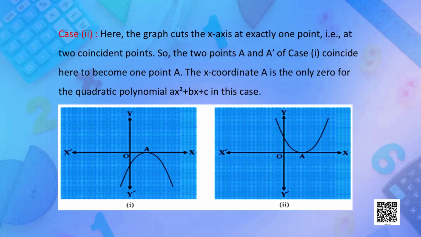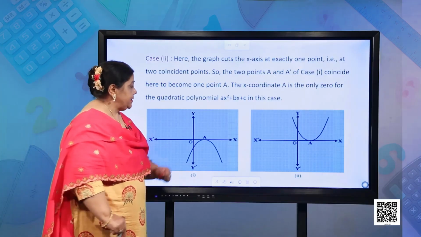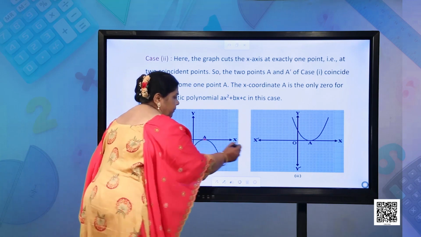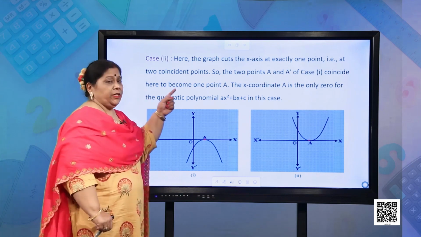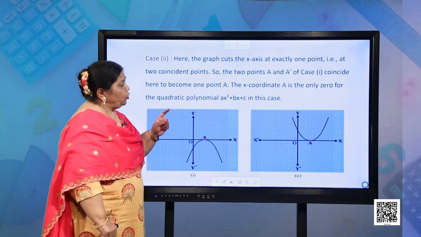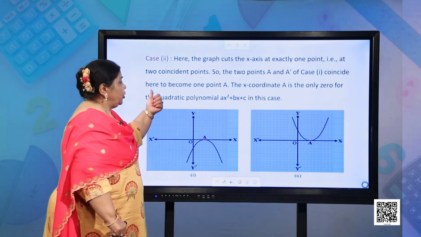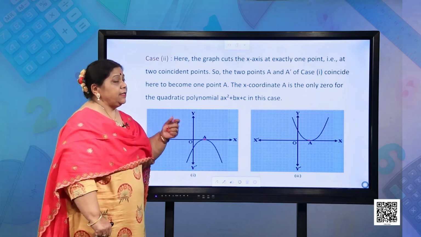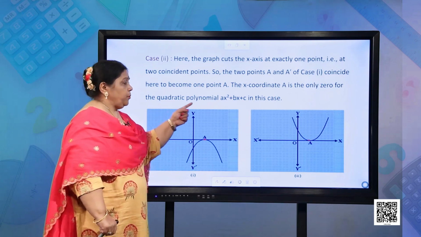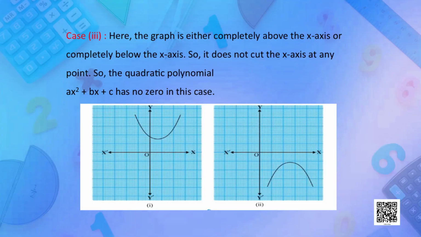Let us look into the next case, case 2. Here the graph cuts the x axis at exactly one point, see, point A, that is, two coincident points. So, the 2 points A and A dash of case 1 coincide here to become one point A. The x coordinate A is the only 0 for the quadratic polynomial ax square plus bx plus c in this case.